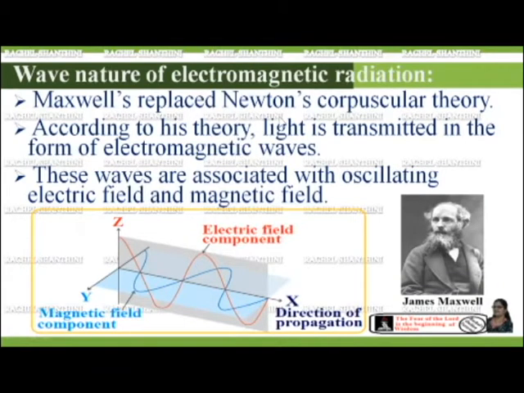Wave nature of electromagnetic radiation. Maxwell's theory replaced Newton's corpuscular theory. According to Maxwell's theory, light is transmitted in the form of electromagnetic waves, and these waves are associated with oscillating electric and magnetic fields, and these two fields are perpendicular to each other and to the direction of propagation. Unlike sound waves, electromagnetic waves do not require any medium for their propagation, and they can travel in vacuum.